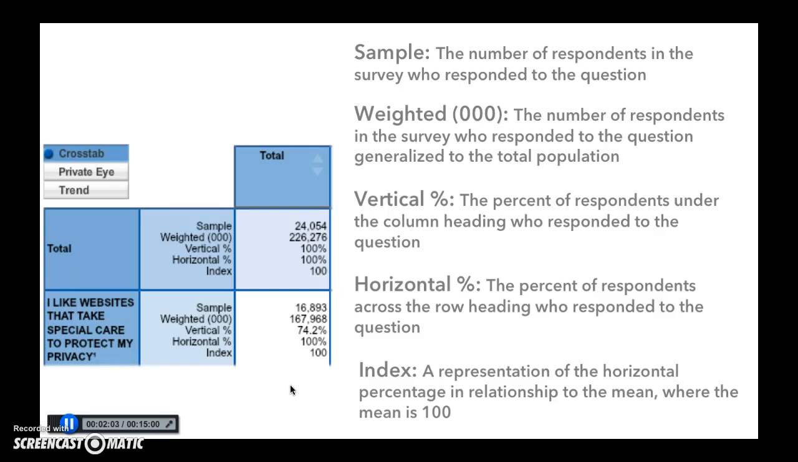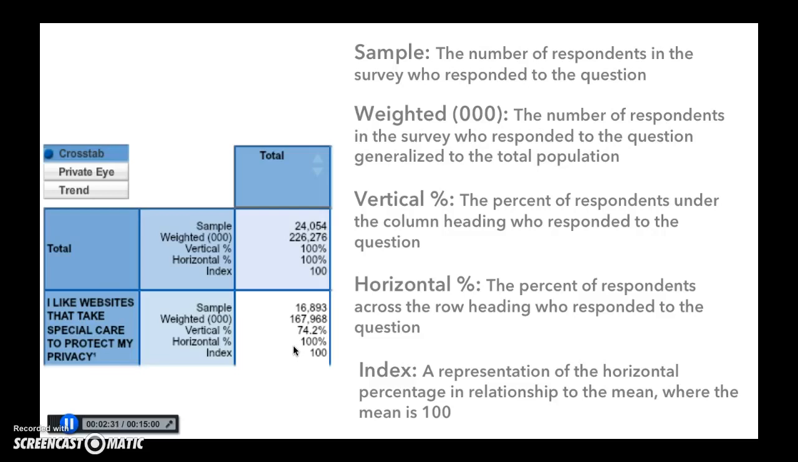The picture on the left-hand side of the screen is a small snapshot of a larger crosstab. The total heading in the column header here represents the total number of survey respondents, and the numbers in the bottom right-hand cell represent all respondents who agree with the statement, "I like websites that take special care to protect my privacy." So let's start by defining the terms, and we'll get into the actual meaning of these numbers on the next slide.